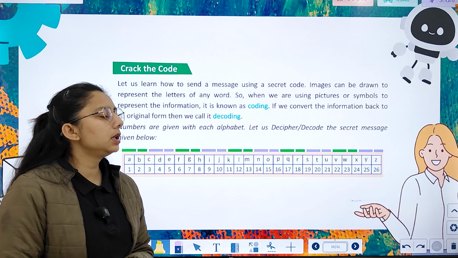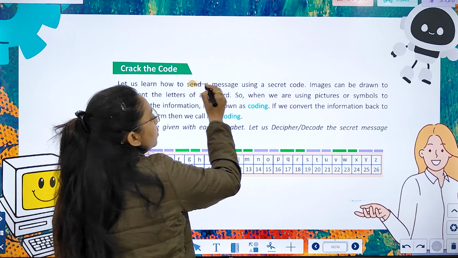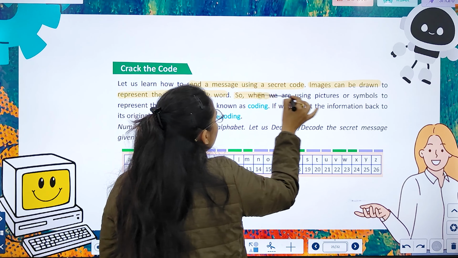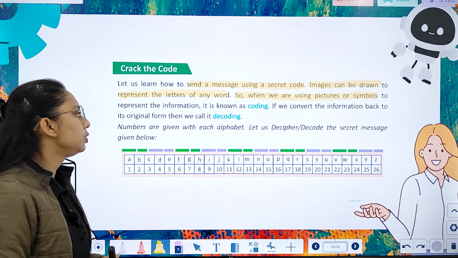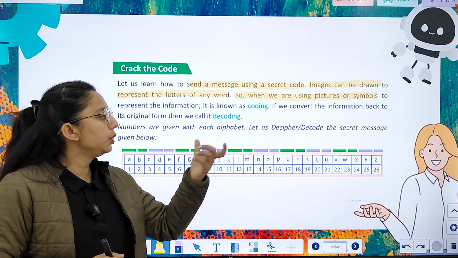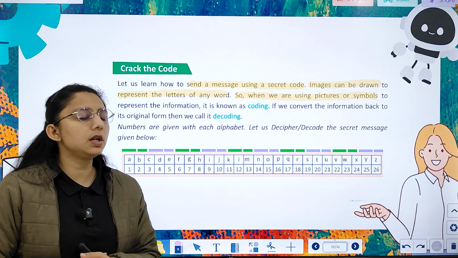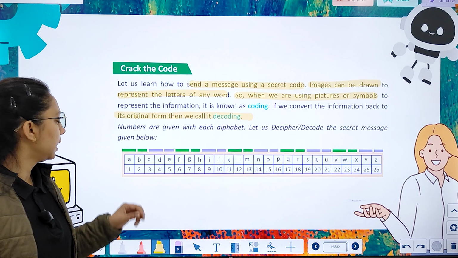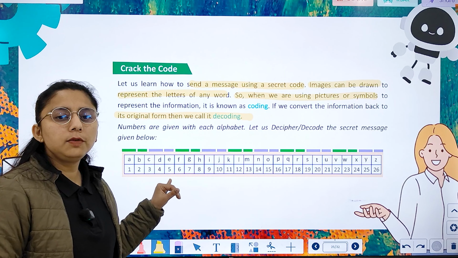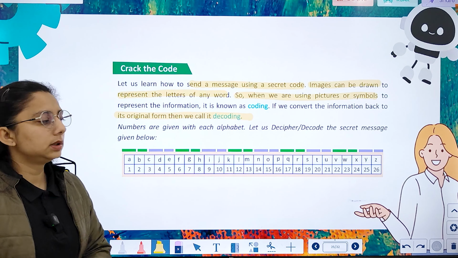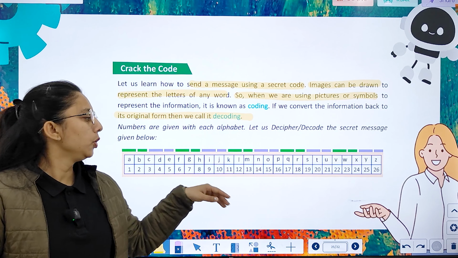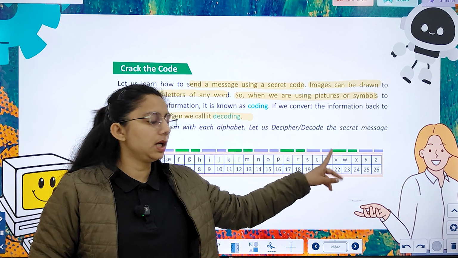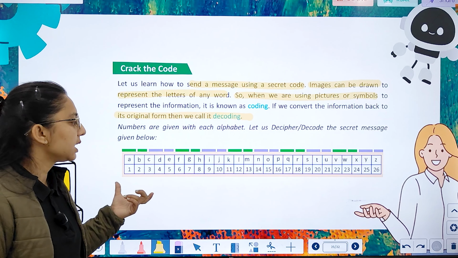So, crack the code. Let us learn how to send a message using a secret code. Images can be drawn to represent the letters of any word. When we use pictures or symbols to represent information, it is known as coding. And if we convert information back into its original form, we call that decoding, right? A1, B2, C3, D4. These are the coding language. Z26, you can see. You can learn like this. T20, V22. Like this you can go on.